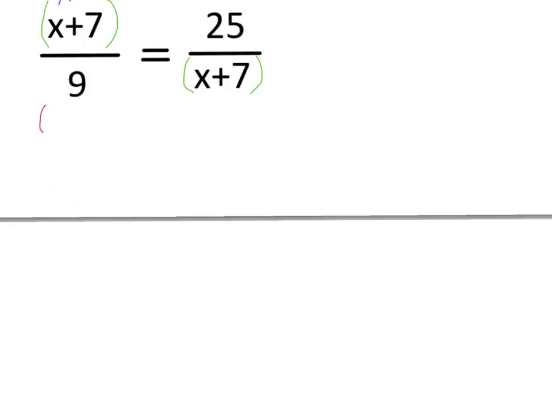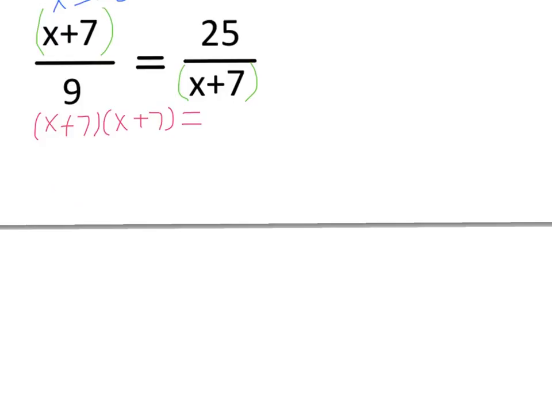So we have parentheses, x plus 7, close it. Do another one, x plus 7 over there. And those guys equal 9 times 25. Well, that would be easy enough over there. But what in the world do we do with the x plus 7 times x plus 7? Well, easiest route here when they're the same, right, is just as 5 times 5 is 5 squared. Just another way of writing that.